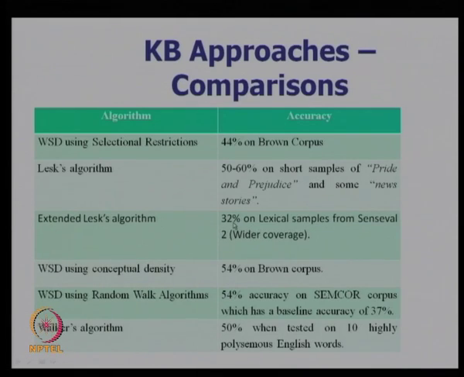Well, the accuracy figure becomes lower because of higher topic drift. Word sense disambiguation using conceptual density has an accuracy of 54% on the Brown corpus. Word sense disambiguation using random walk algorithms, 54% accuracy on SemCor corpus, which has a baseline accuracy of 37%. Walker's algorithm produces 50% accuracy when tested on 10 highly polysemous English words.